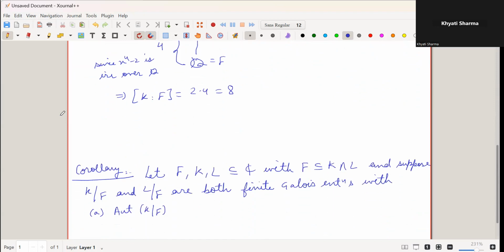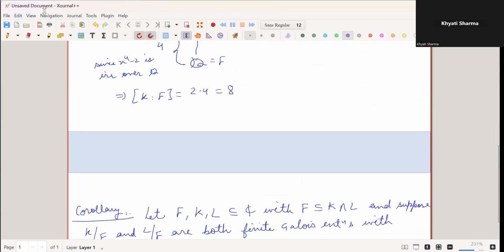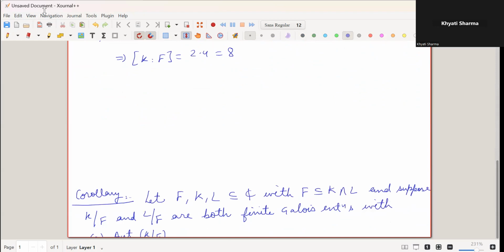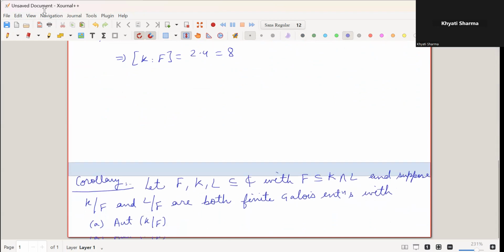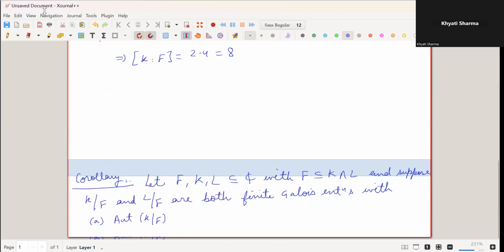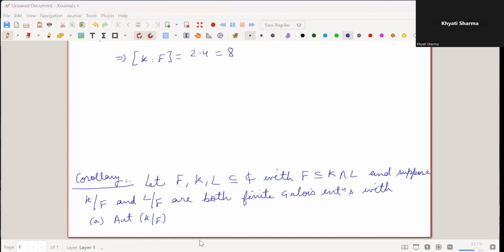I hope this is clear. I will move to the next question. This would be required there, so I will keep it here. This we will require for question number 8. Let me quickly paste question number 8 here.